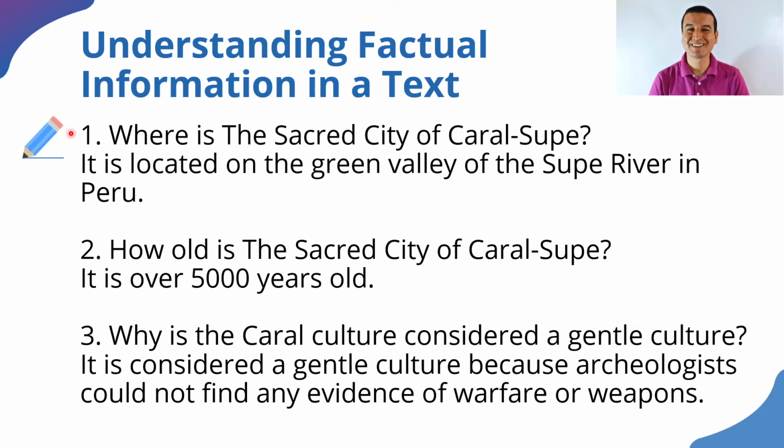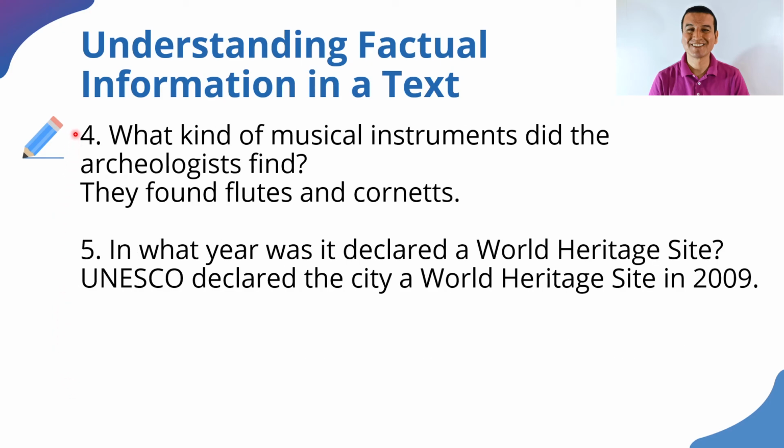Where is the sacred city of Caral Supe? It is located on the green valley of the Supe River in Peru. How old is the sacred city of Caral Supe? It is over 5,000 years old. Why is the Caral culture considered a gentle culture? It is considered a gentle culture because archaeologists could not find any evidence of warfare or weapons. What kind of musical instruments did the archaeologists find? They found flutes and cornets. In what year was it declared a World Heritage Site? UNESCO declared the city a World Heritage Site in 2009.